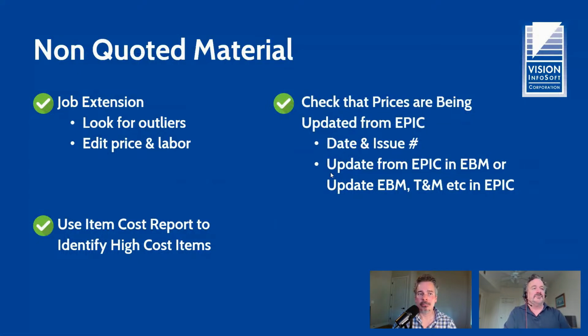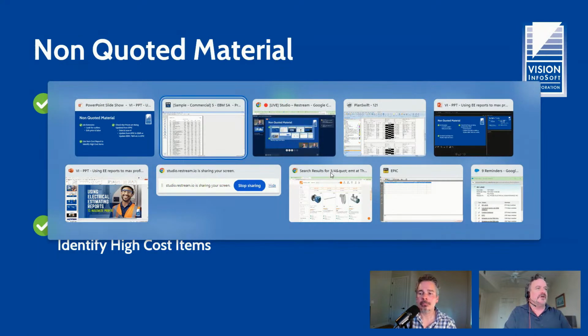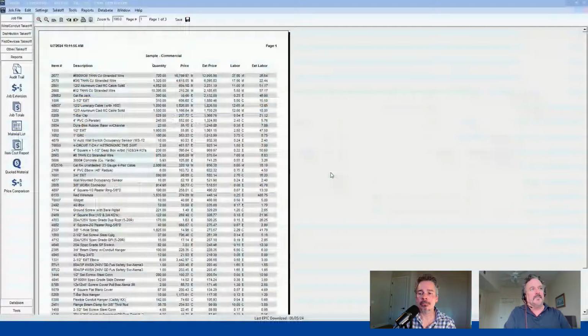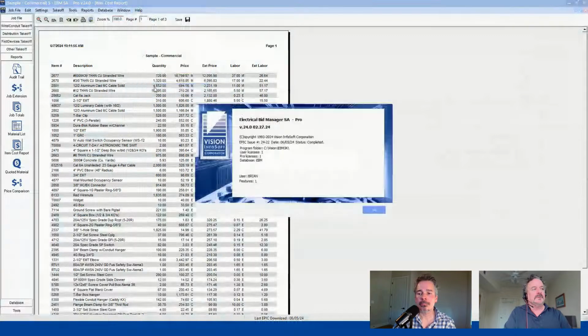The other thing you want to make sure is, and again, I find this sometimes that people aren't paying attention to whether their prices are getting updated by Epic. So in EBM or Epic, there's two places to check. Under Help and About, it shows you the Epic issue number. So that 24-22. 24 is the year, 2024. 22 is the 22nd week of the year. Now, I get weekly updates on Epic, so this number goes up once every week.